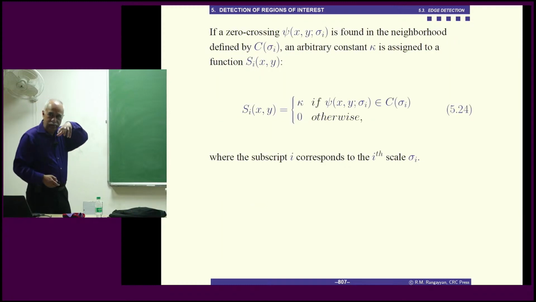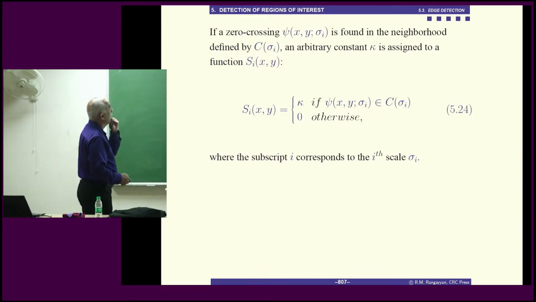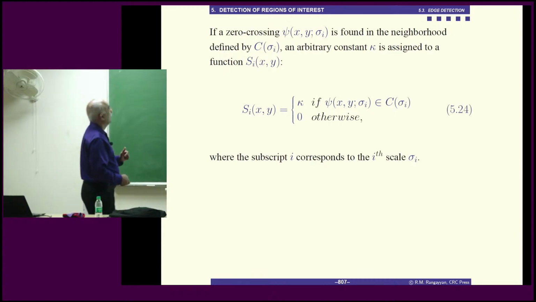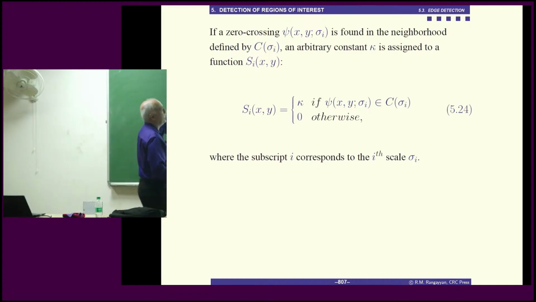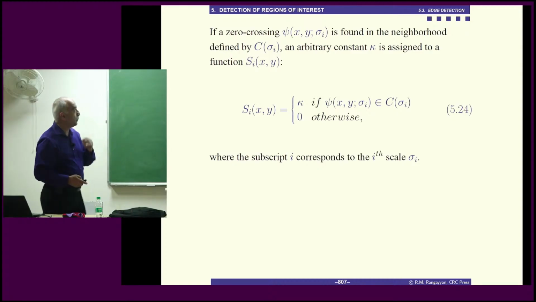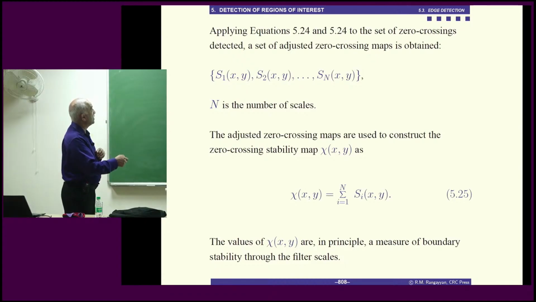So you're using a neighborhood, and you're analyzing the zero crossings. And there is a function S I x y equal to kappa if this psi x y sigma I is within this C sigma I. So this is a kind of a strength of the edge, a strength of stability of the zero crossing map. Then there are multiple ones of those, and you combine them and create another zero crossing stability map. So these are over scales.